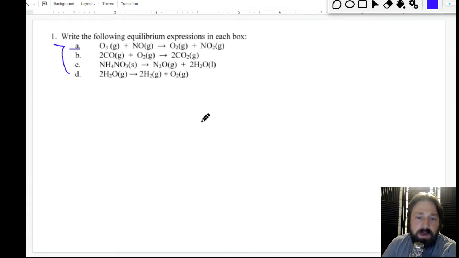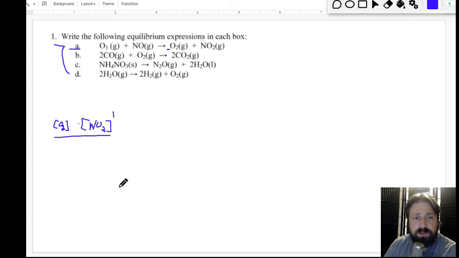So we know it's going to be a ratio. We know it's going to be products over reactants. What are the products? In this case, it's O2 and NO2. So it's going to be the concentration of O2 raised to its coefficient. Now this one's just 1, so it's raised to the power of 1. Then it's going to be multiplied by the concentration of NO2, raised to the power of its coefficient, which is 1.